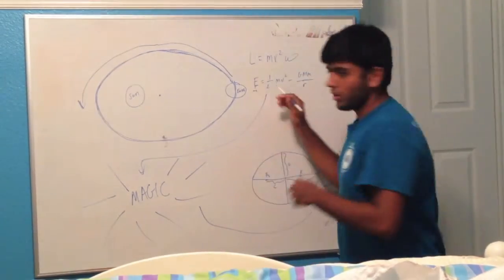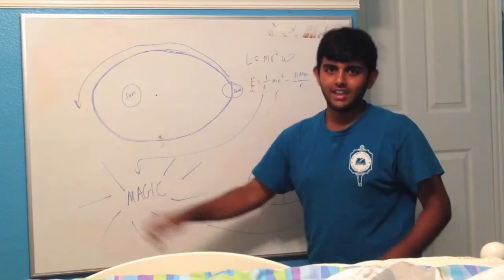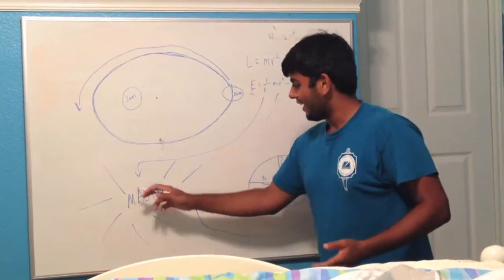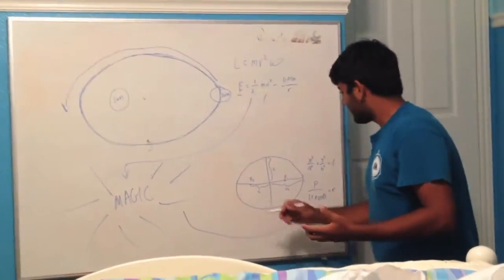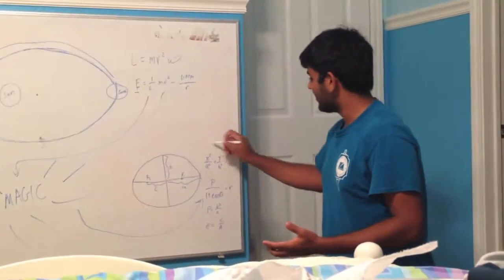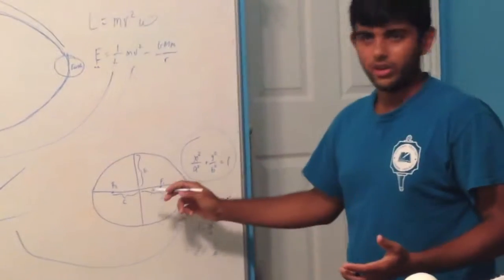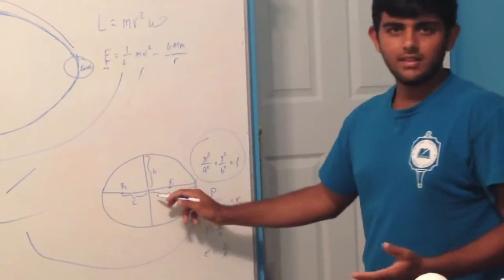So, if we go further along this derivation, we eventually go to the magic, aka differential calculus. And through this wonderful magic, we get to the definition of an ellipse. Now, everyone probably recognizes this equation, right? x²/a² + y²/b² = 1, where a is the length of the semi-major axis, b is the length of the semi-minor axis.